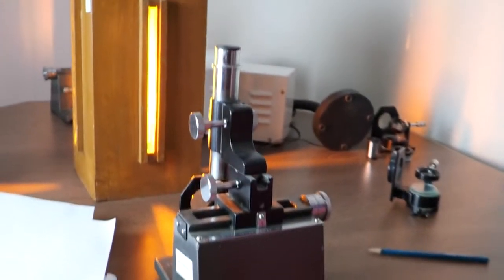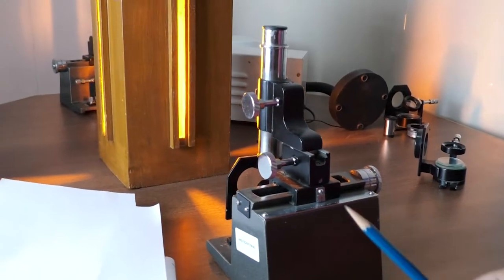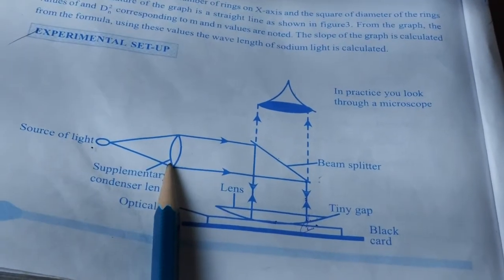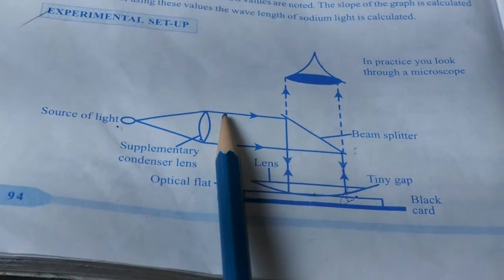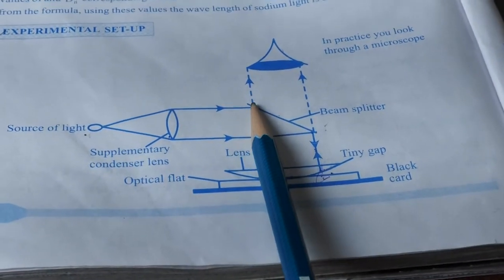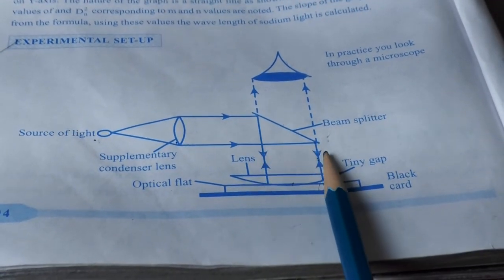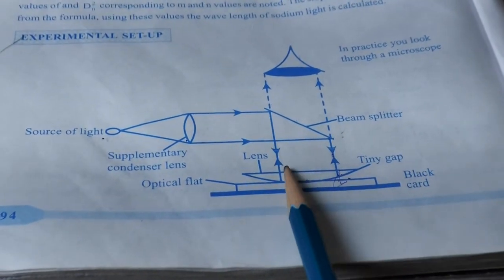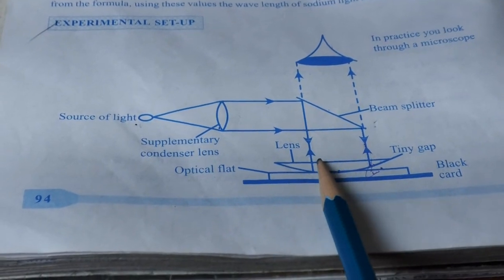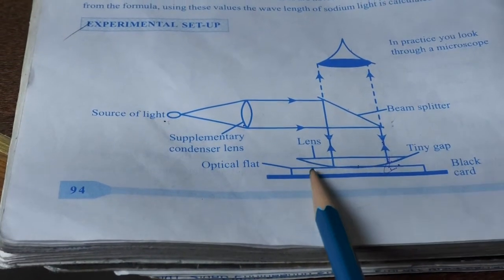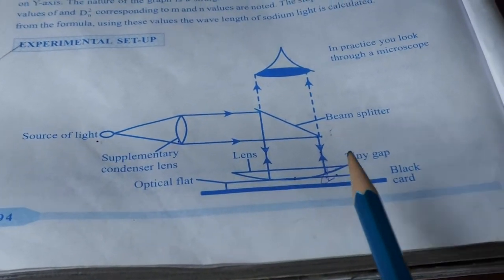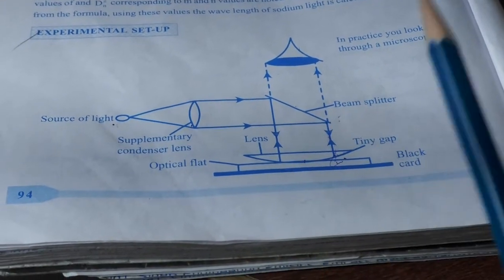Now let us see the arrangement. The light from the sodium vapor lamp is allowed to fall on a lens. The rays that come out parallel from the lens are allowed to fall on the beam splitter. The rays reflected from the beam splitter are now allowed to fall on the plano-convex lens, with its plane surface up and its convex surface touching the thick glass plate. So this is how we are going to see the arrangement.